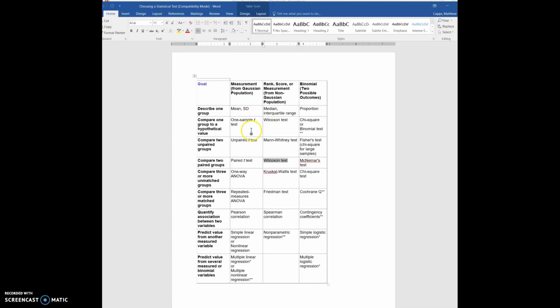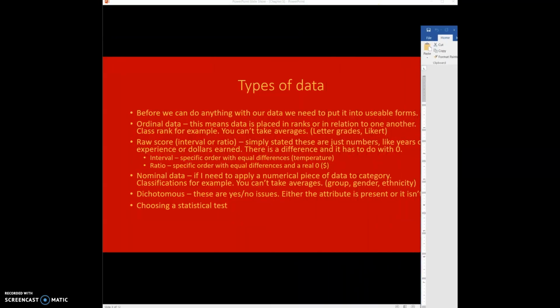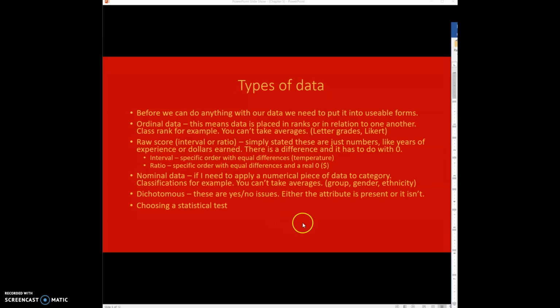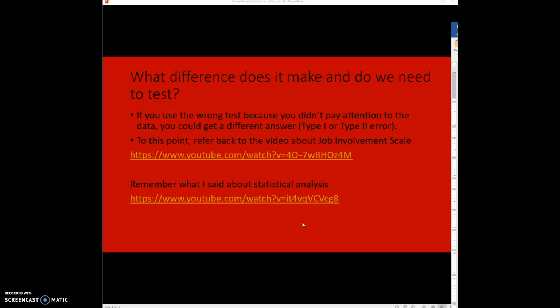It's really important to keep these in mind because, as I told you before in one of the other videos, picking the wrong test can give you a different answer, and it increases the likelihood that you're going to say something that's true when it's not, which is a type 1 error. It's extremely critical not to do that. So all of that is based upon this type of data. If we use the wrong test or didn't pay attention to the data, you get a different answer.